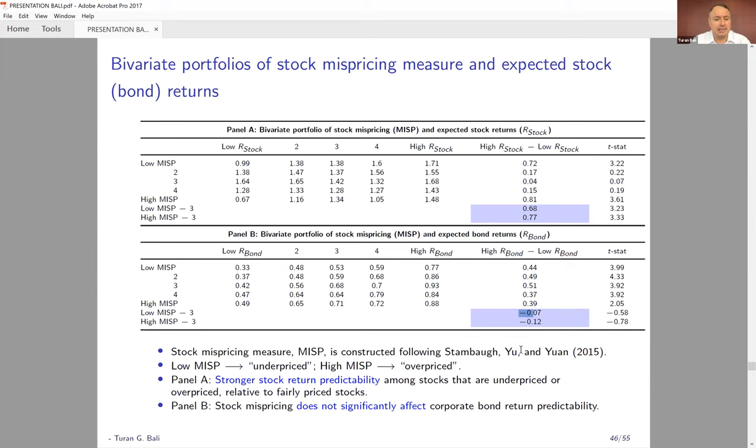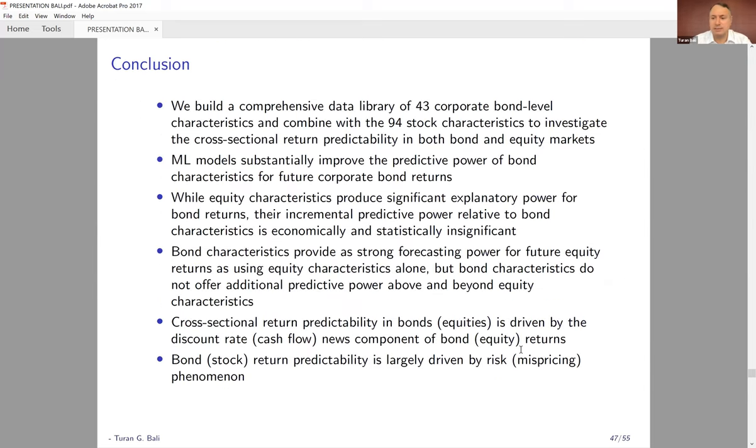So basically, let me conclude. I think time is up already. So our main conclusion is cross-sectional return predictability in bonds is driven by the discount rate news component. Stock return predictability is driven by the cash flow news component. So stock characteristics are cash flow predictors. And bond return predictability is largely driven by risk, whereas stock return predictability is largely driven by mispricing. So with that, I conclude.